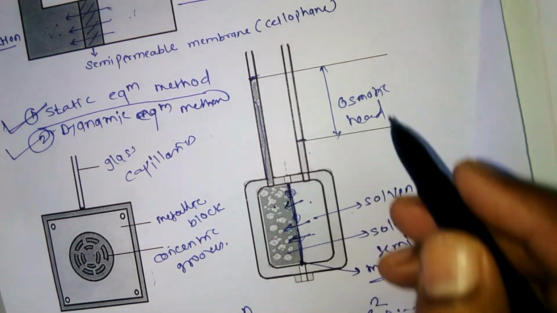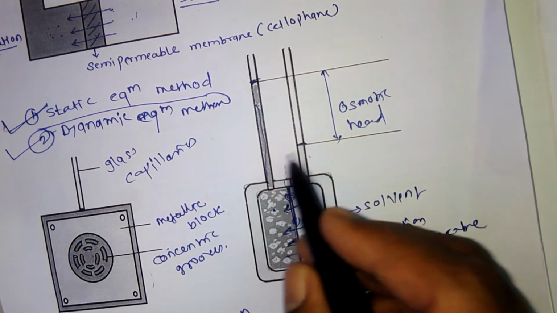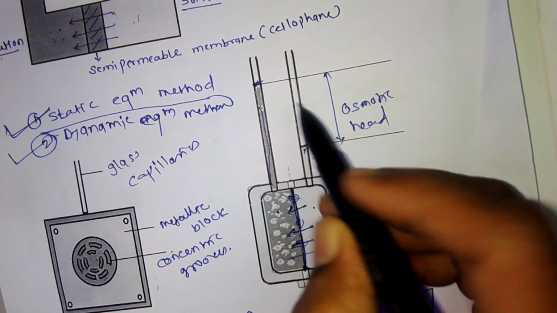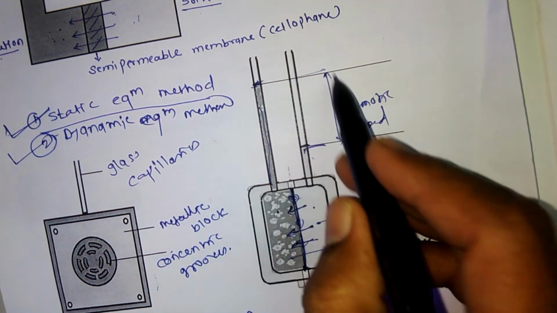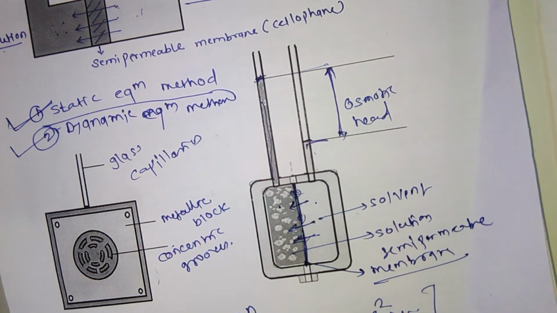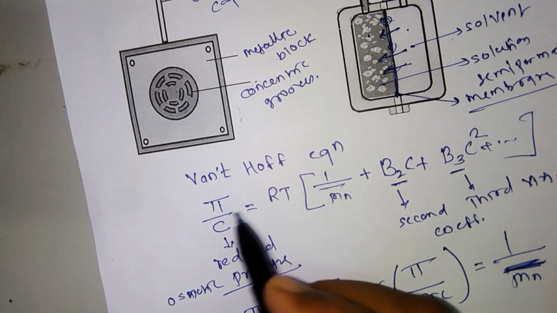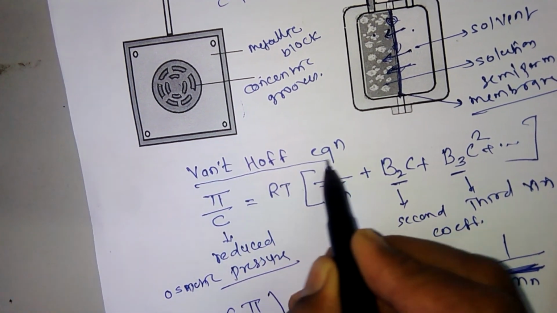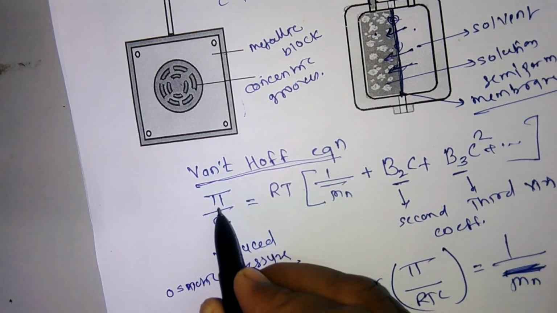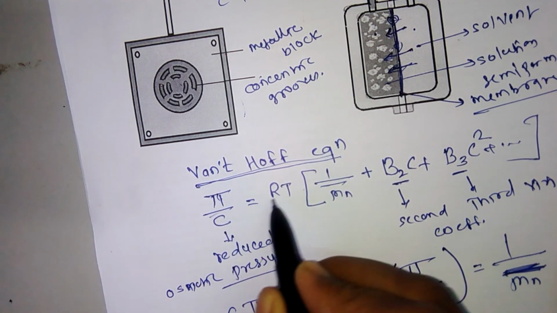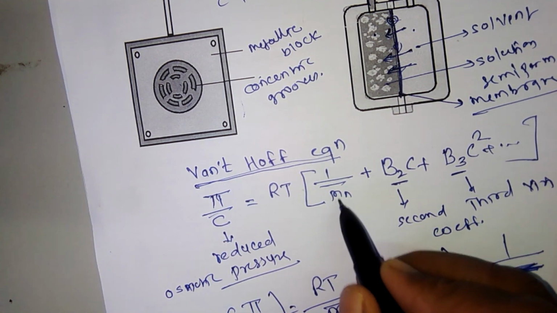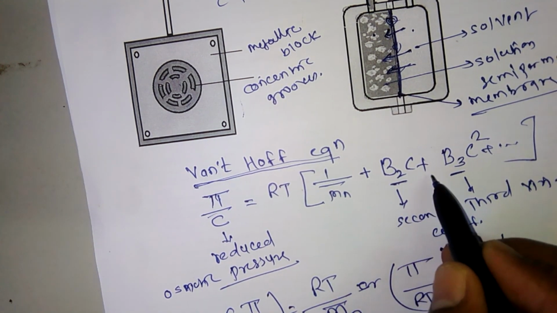This process continues until equilibrium is established between these two levels. This is the solvent level, and this is the solution level, and the difference is measured in terms of the osmotic head. Now this osmotic head, or osmotic pressure, is used in the Van't Hoff equation: pi by c is equal to RT into 1 by Mn bar plus B2 c plus B3 c square.